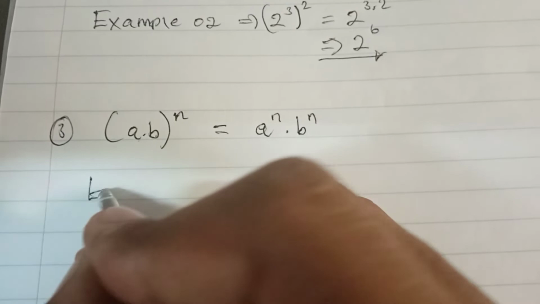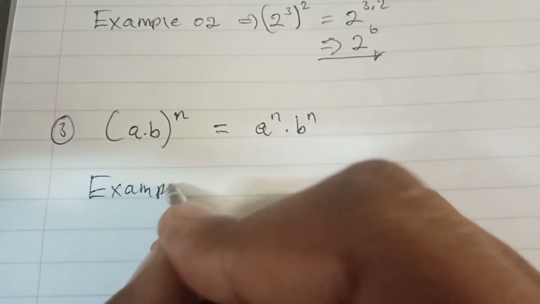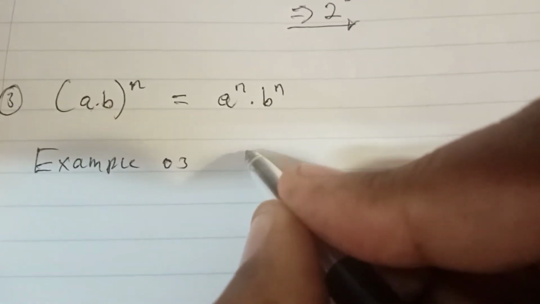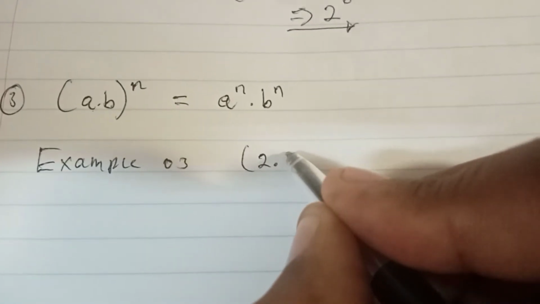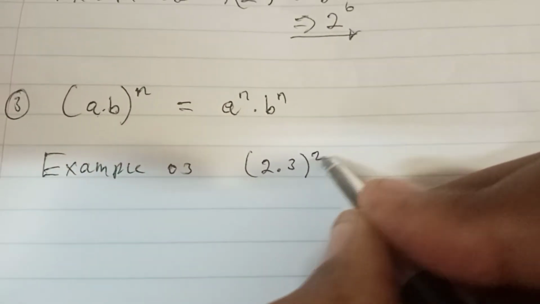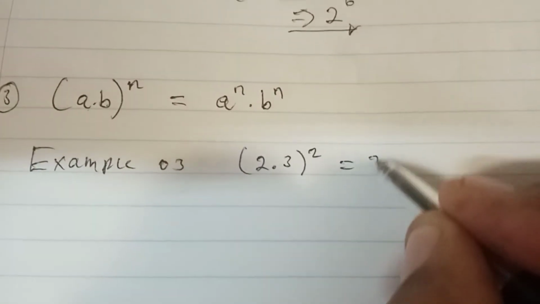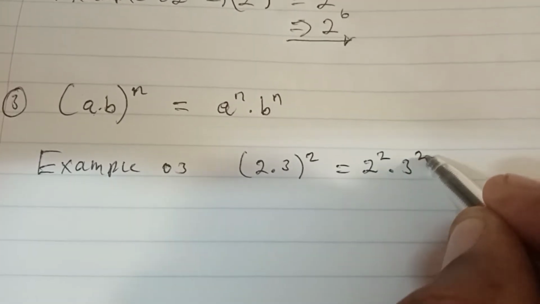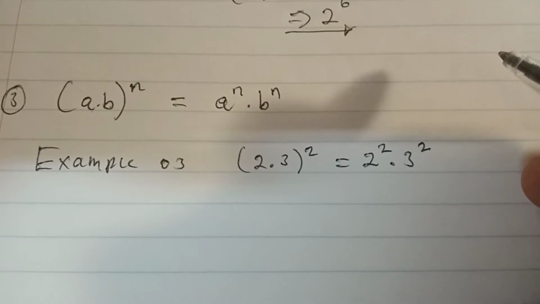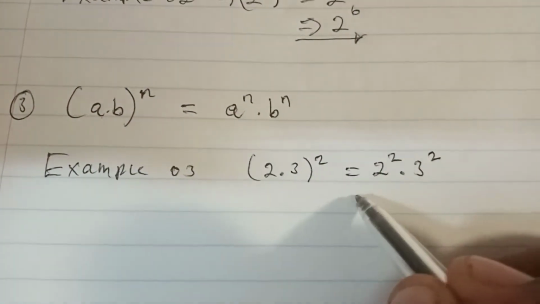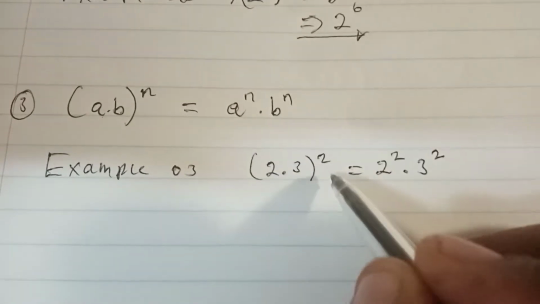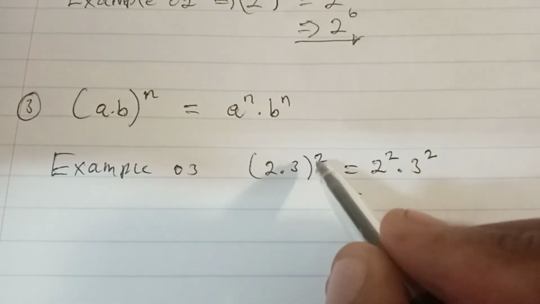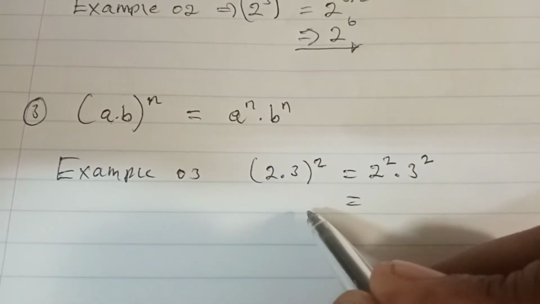So let's have an example, and let's call this example number 3. We're going to have 2 multiplied by 3, all to the power of 2. This is going to be equal to 2 to the power of 2 multiplied by 3 to the power of 2. So this is what this law basically means: whatever number it's been raised to, we distribute it amongst the bases in the brackets.